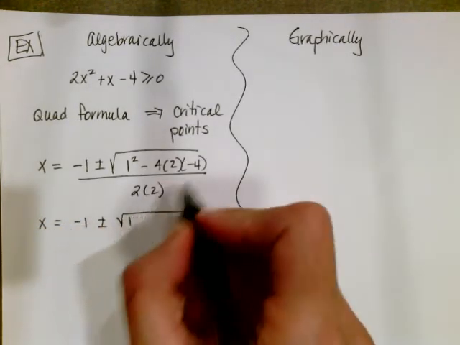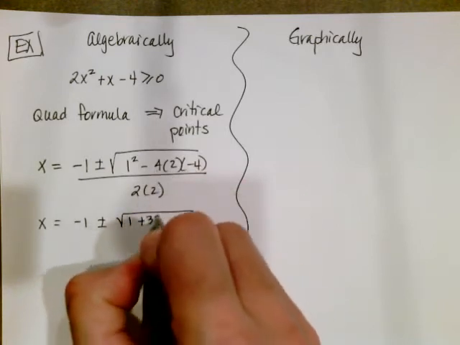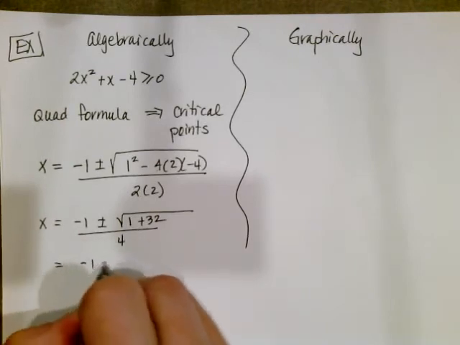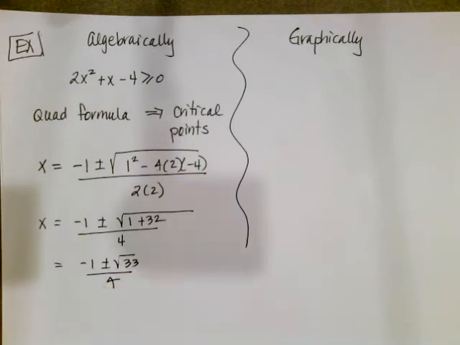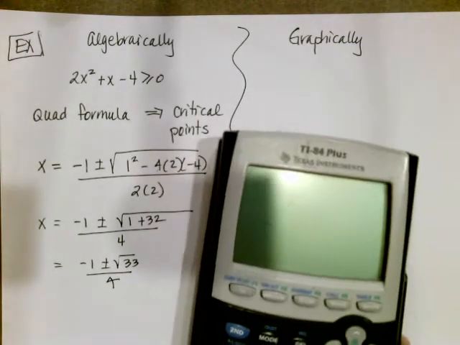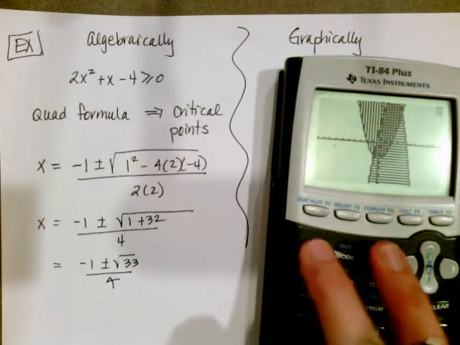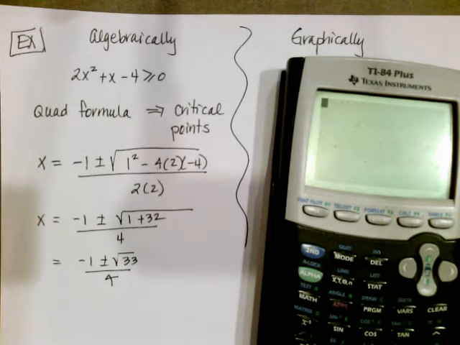So I'm going to have 1 plus 4 times 4 is 16 times 2 is 32, over 4. So that's going to equal negative 1 plus or minus radical 33 over 4. I'm going to bring in my handy dandy calculator, and I'm going to clear our cool graphs from the day before. And then I'm going to enter that math.